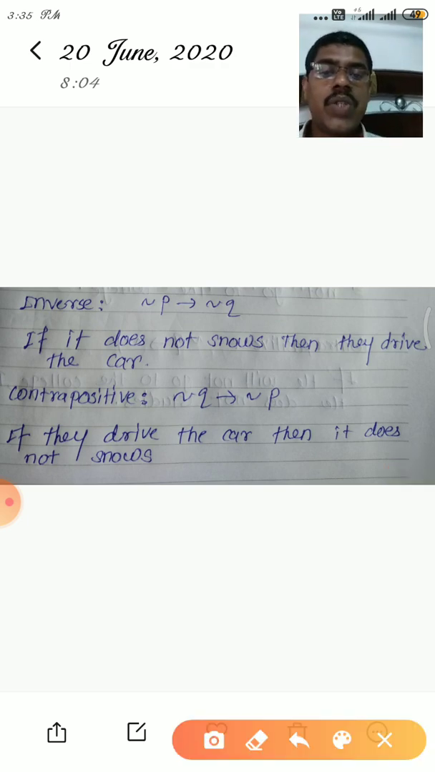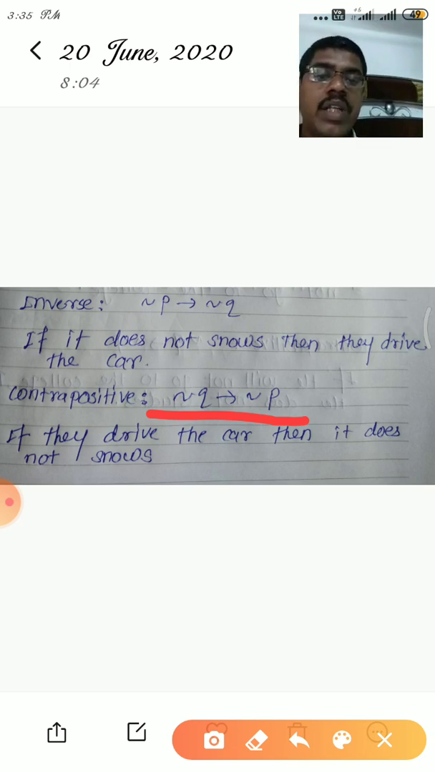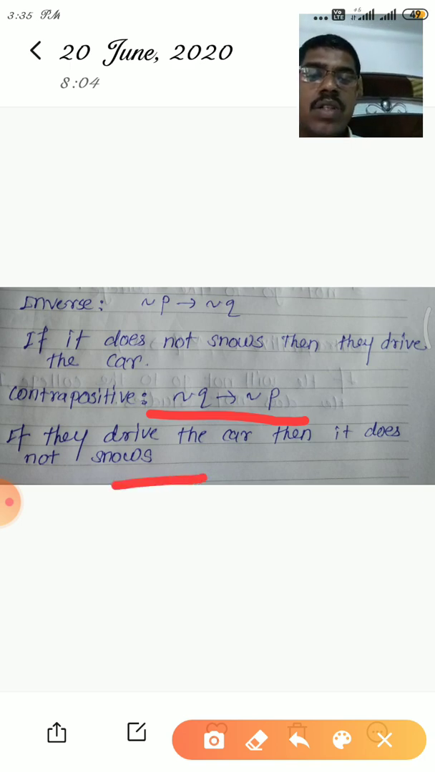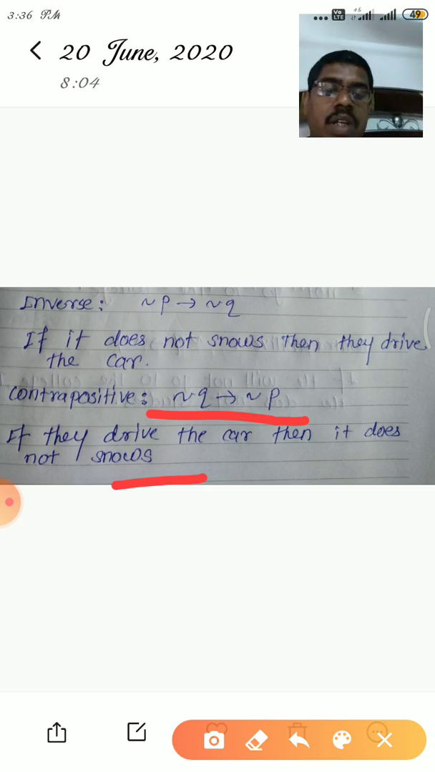Next, contrapositive: negation Q conditional negation P. Same here: if the not is given, remove the not; if the not is not given, add the not. If they drive the car then it does not snow. See here, in the statement the not is given, not drive the car, so we have removed the not. That is, if they drive the car then it does not snow. This is the contrapositive statement.